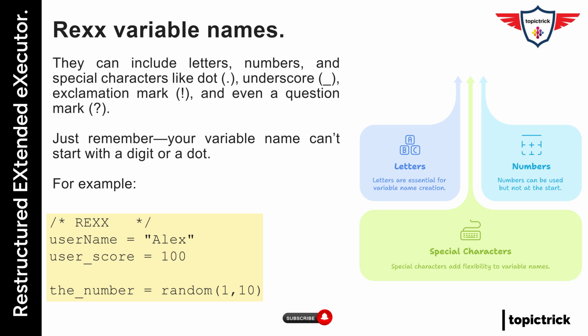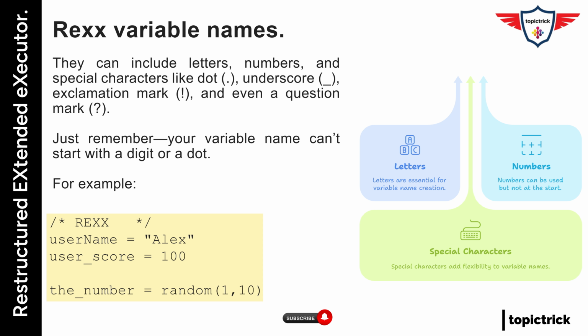Need to do math or generate a random number? Rexx functions make it simple. For example, the_number = random(1,10). This assigns a random number between 1 and 10 to the variable the_number. Functions always use parentheses, and even if there are no inputs, the empty brackets are required.